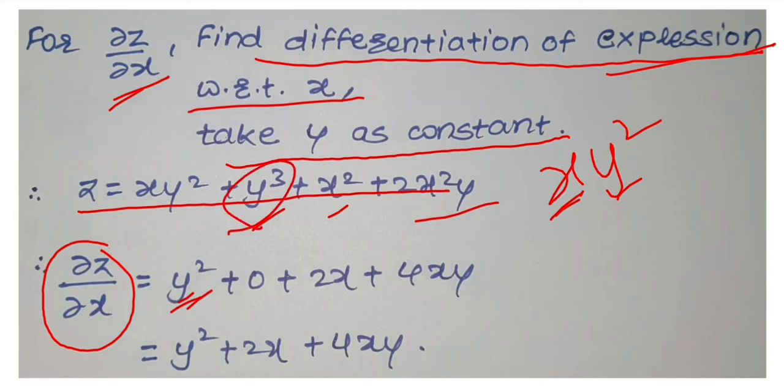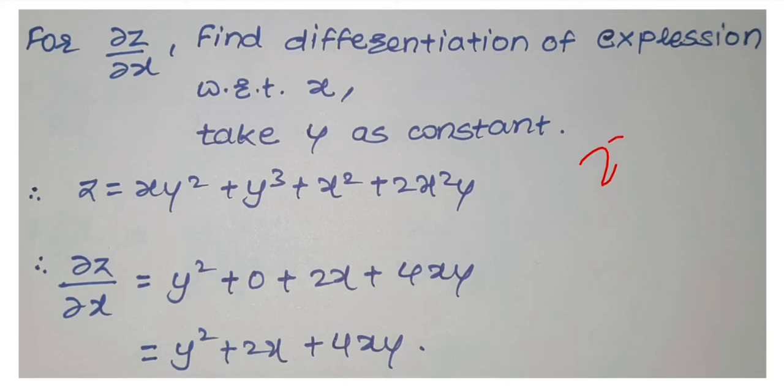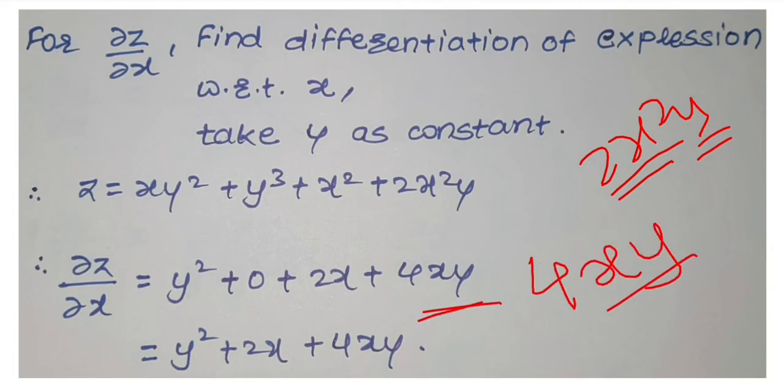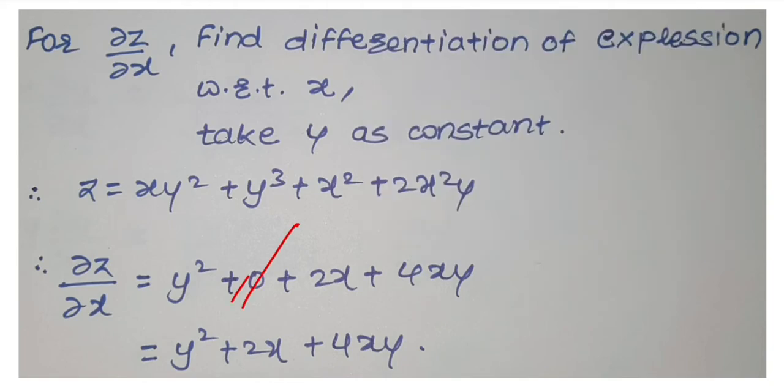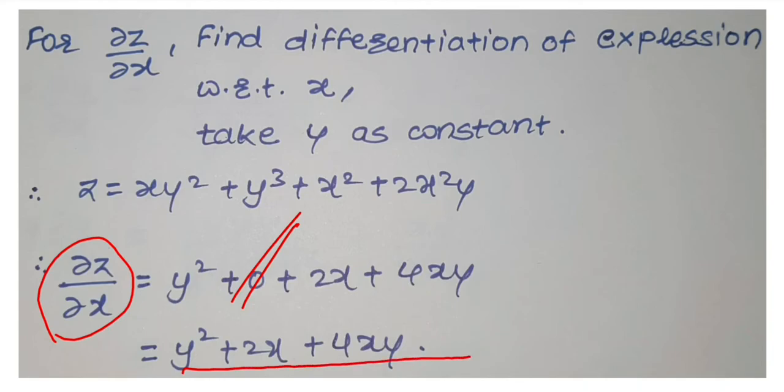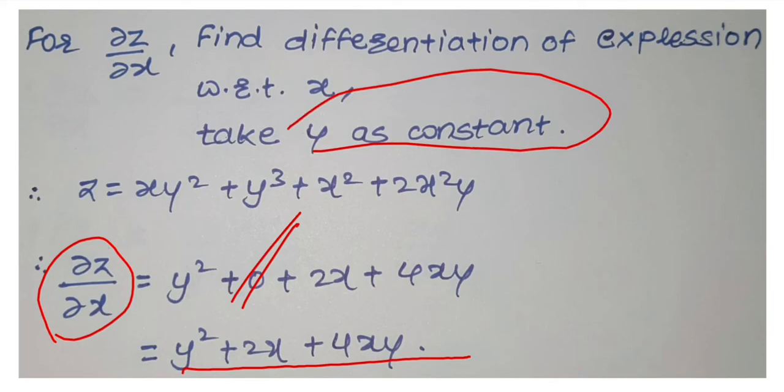Y cube, y is a constant term, so y cube is also a constant, so differentiation of a constant is 0. X square, differentiation of x square is 2x, and lastly 2x square y, y is a constant, so 2x square differentiates to 4x, giving 4xy. Cancelling the 0, we get delta z upon delta x equal to y square plus 2x plus 4xy. That is, we took y as a constant and solved this expression by differentiation. Taking y as a constant is the main condition for solving partial differentiation.